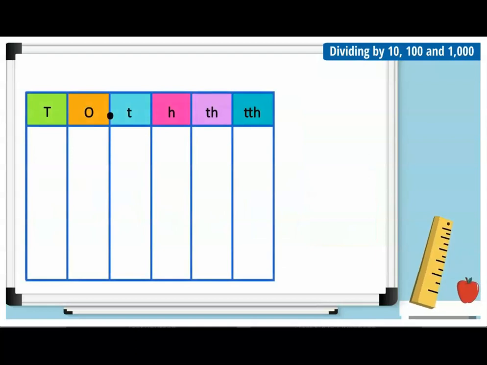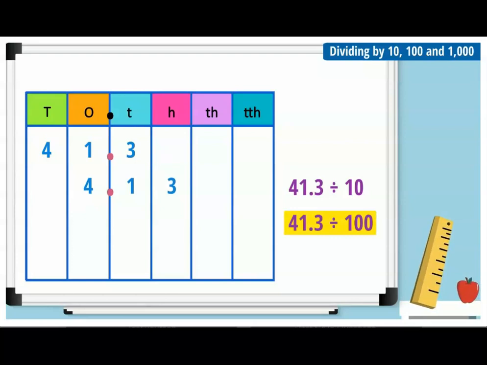Let's look at the number 41.3. Dividing 41.3 by 10 moves all the digits one place to the right to make 4.13. Dividing 41.3 by 100 moves all the digits two places to the right to make 0.413.